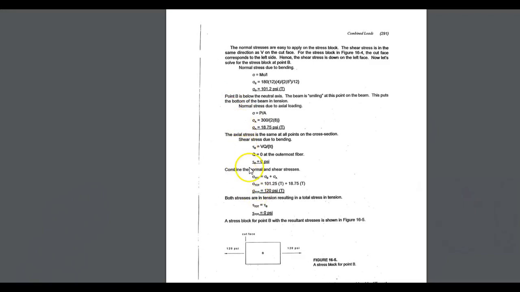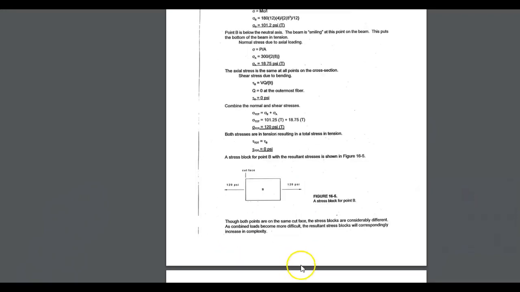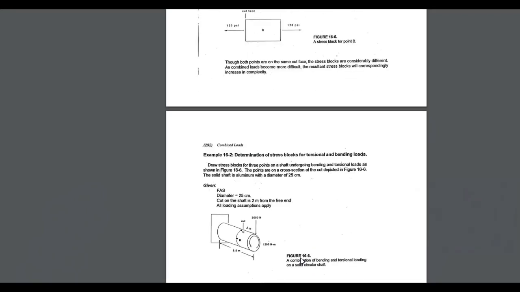So then tau, once again, is going to be, why is it 0? Well, because if it's at the outermost fiber, VQ over IT is 0, so tau is equal to 0. So this is a complete stress block of point B. All right, so that is the topic for combined loads.